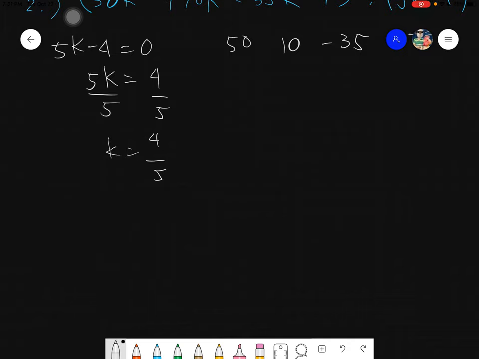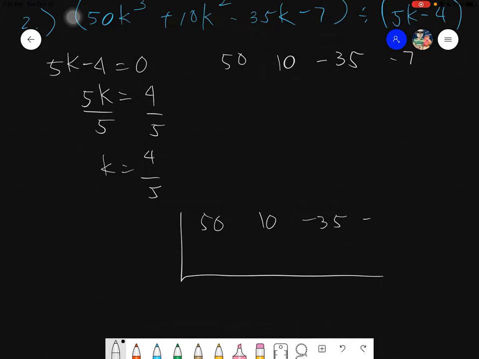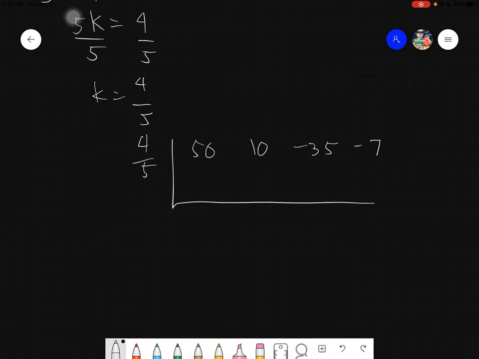Let me just make my lines straight. Okay, there you go. So we have 50, we have 10, we have negative 35, and we have negative 7. And we have 4 over 5. Guys, magiging problema nyo dito would be multiplication of fractions. Okay? So, of course, you have to go back on that on yourself po. Okay? So, the ruling stands still.